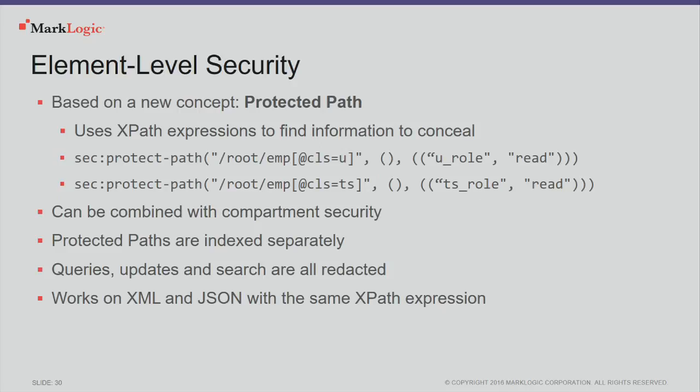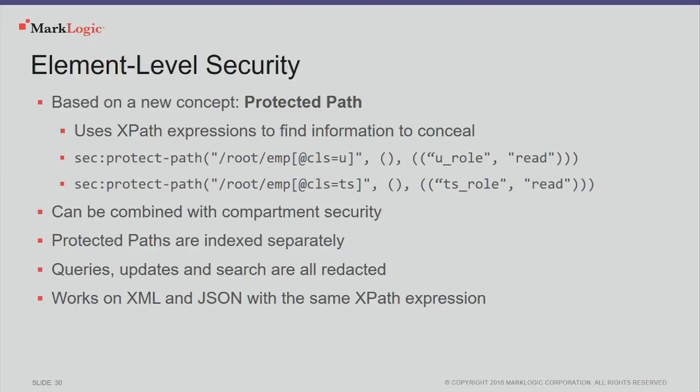Let me tell you how you actually implement. We have a new concept called a protected path. MarkLogic is a schemaless document database. There is no schema, so we don't know how information that is coming to the database is formed. But the document by itself has information that is self-describing. For instance, the document will have an element that may be called SSN or may have an attribute called classification. So we continue to allow you to have a flexible model, ingest as is, and you use an XPath expression to find the information that you want to conceal.